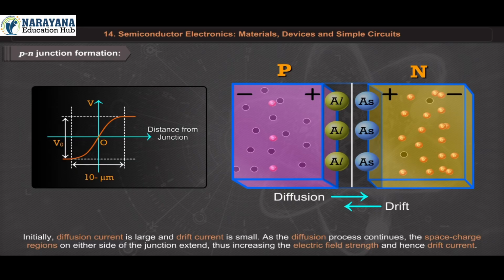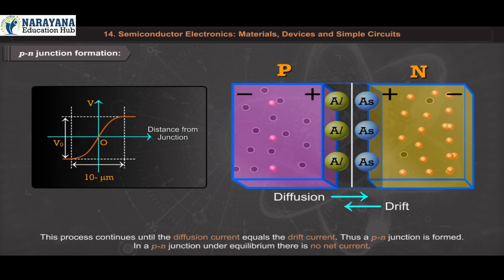Initially, diffusion current is large and drift current is small. As the diffusion process continues, the space charge regions on either side of the junction extend, thus increasing the electric field strength and hence the drift current. This process continues until the diffusion current equals the drift current. Thus, a p-n junction is formed. In a p-n junction under equilibrium, there is no net current.